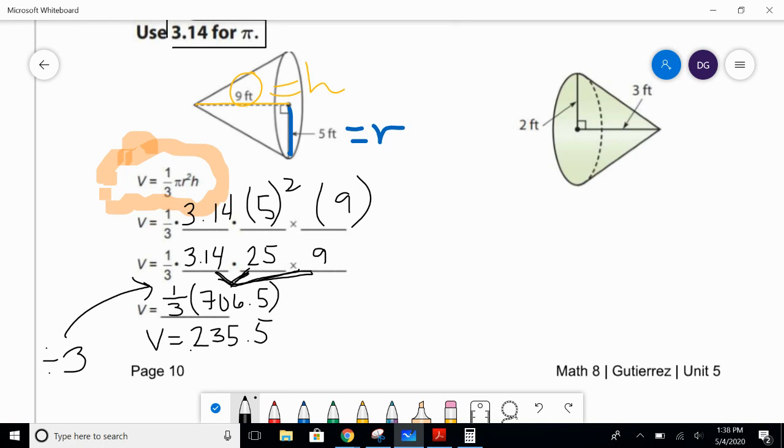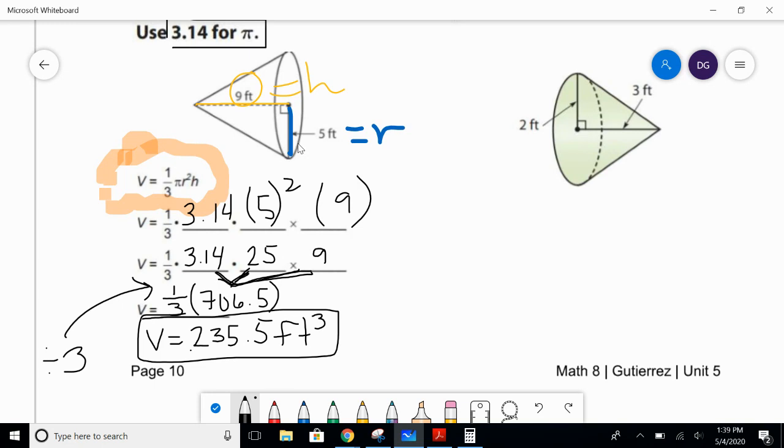So that is 235.5. And here we are measuring in feet, so it's going to be feet cubed. Again, remember, we have to label our units as cubic units. So we have to have that 3 exponent right there because this is a 3D object. We are talking about space. We're not talking about length anymore. We're talking about how much space is inside of this cone.